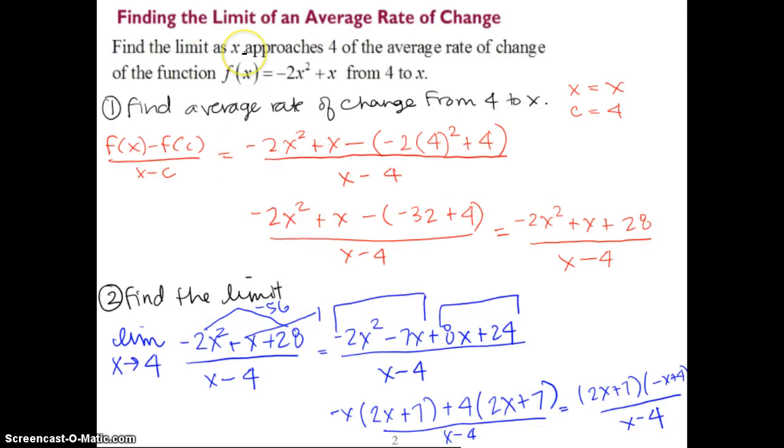The original problem: find the limit as x approaches 4 of the average rate of change of the function f of x equals negative 2x squared plus x from 4 to x. That limit was negative 15.